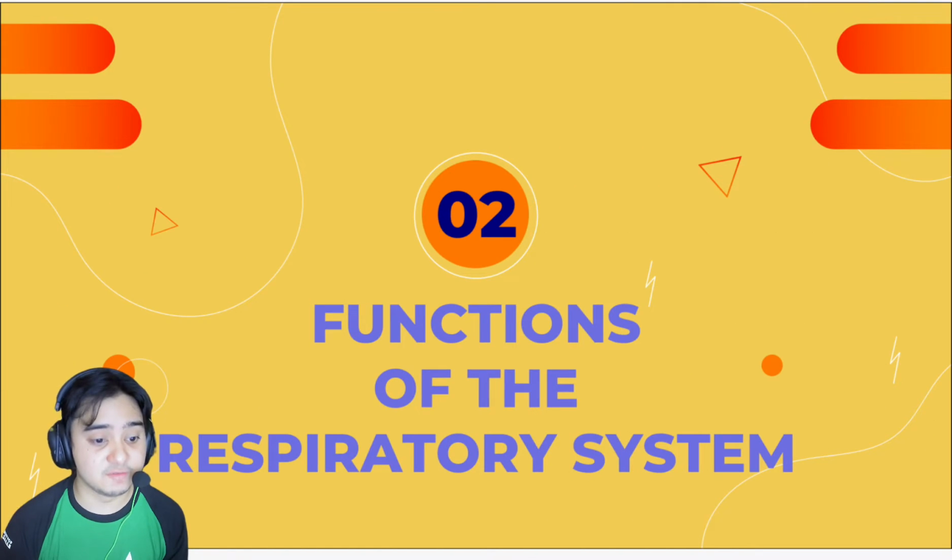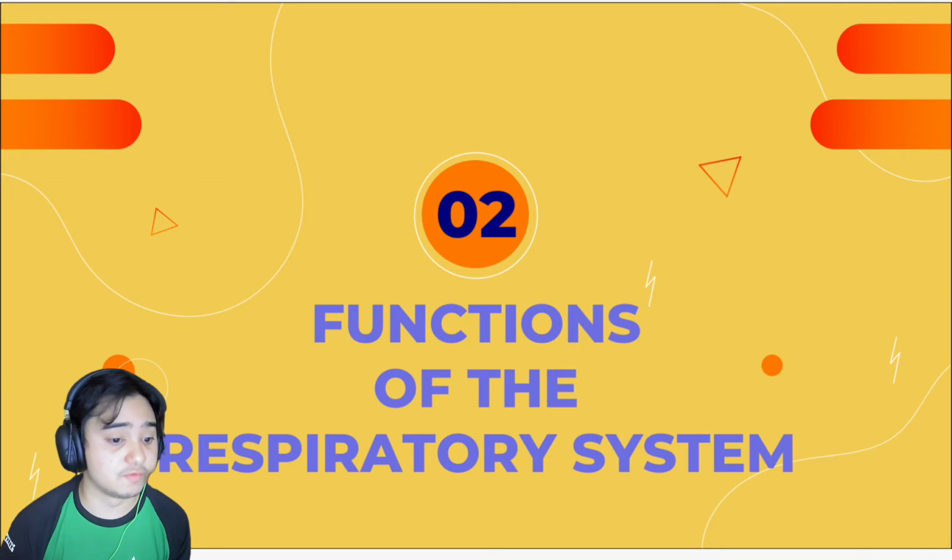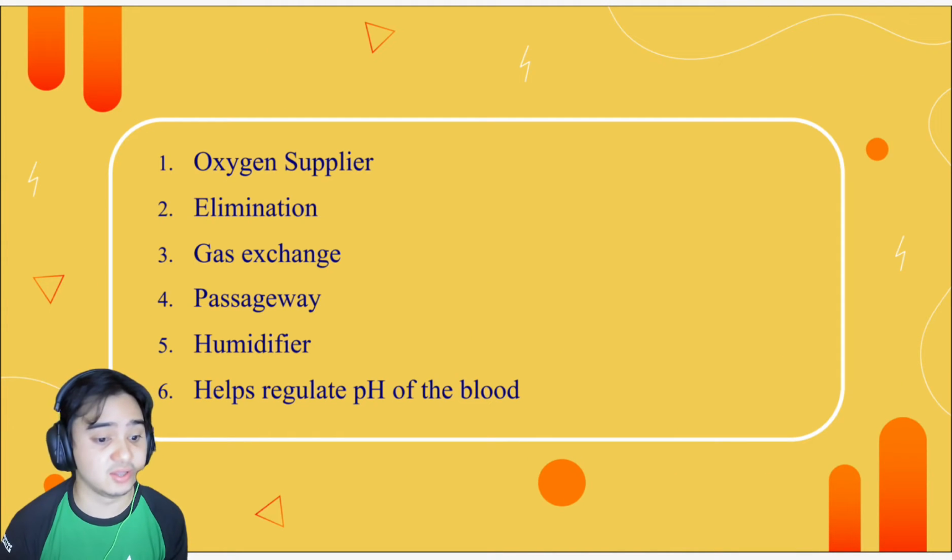The next one is the functions of the respiratory system. When the respiratory system is mentioned, people generally think about breathing, but breathing is only one of the activities of the respiratory system. The respiratory system also works with the circulatory system to provide oxygen and to remove the waste products of metabolism. The first function is oxygen supplier: to keep the body constantly supplied with oxygen that is necessary to maintain life. The next function is elimination of carbon dioxide in the body.